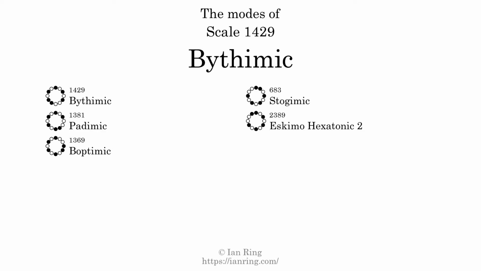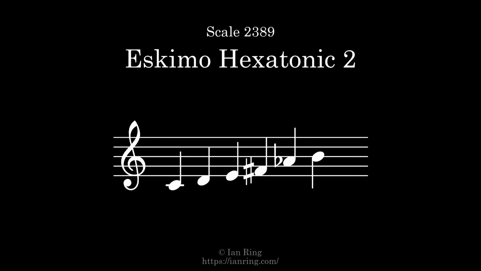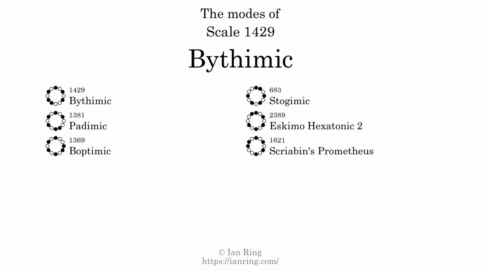The fifth mode is scale 2389, also known as Eskimo hexatonic 2. It sounds like this. The sixth and last mode is scale 1621, also known as Scriabin's Prometheus. It sounds like this.